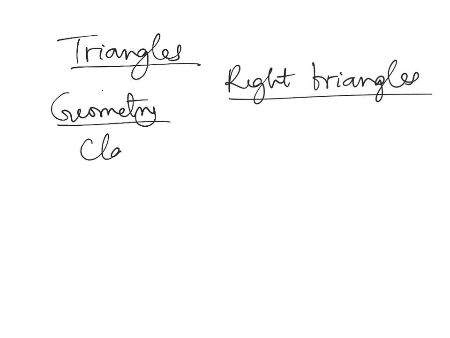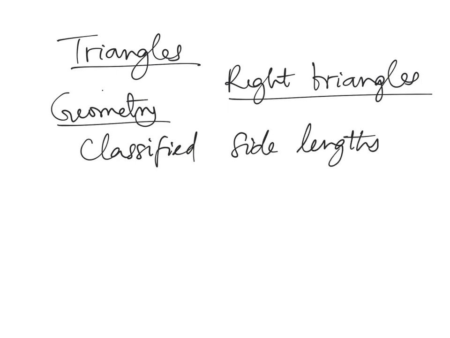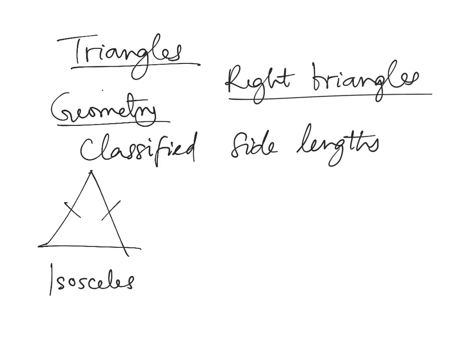First of all, they can be classified based on their side lengths, right? So if you have a triangle, a shape with three sides, where two legs or two sides of the triangle are equal, we call that an isosceles triangle, right? An isosceles triangle has two sides that are equal.